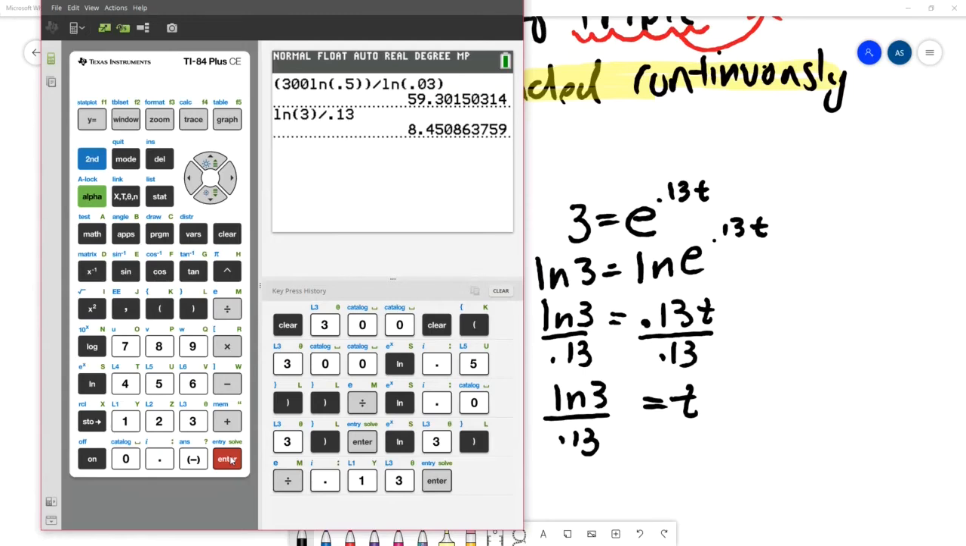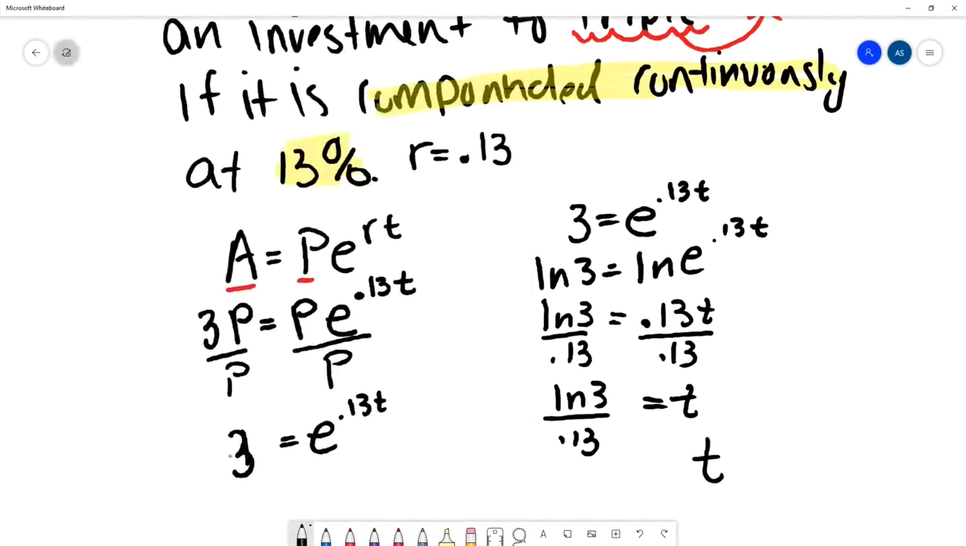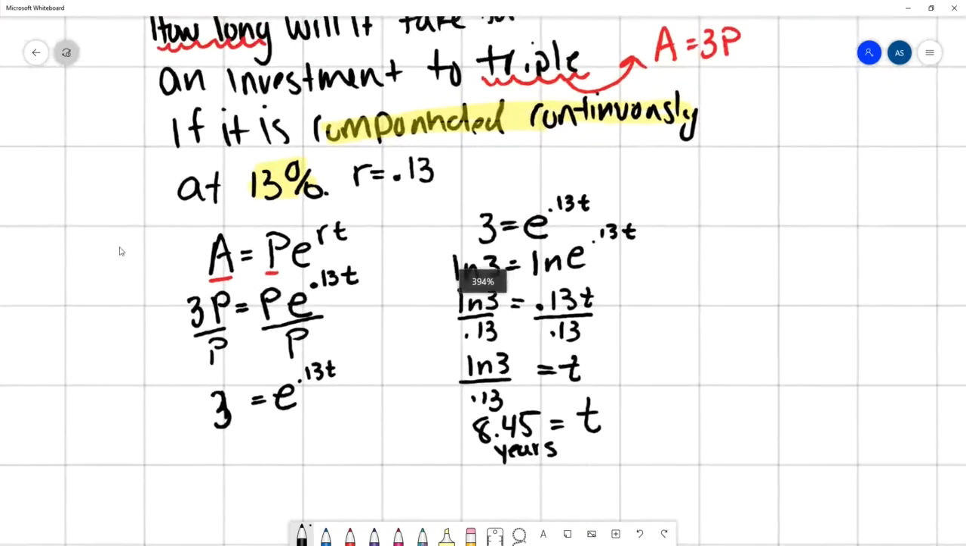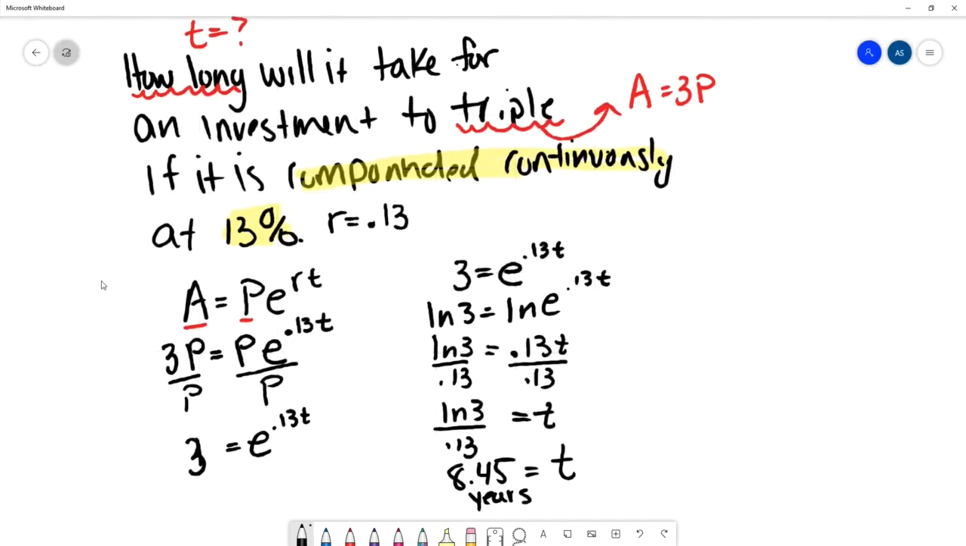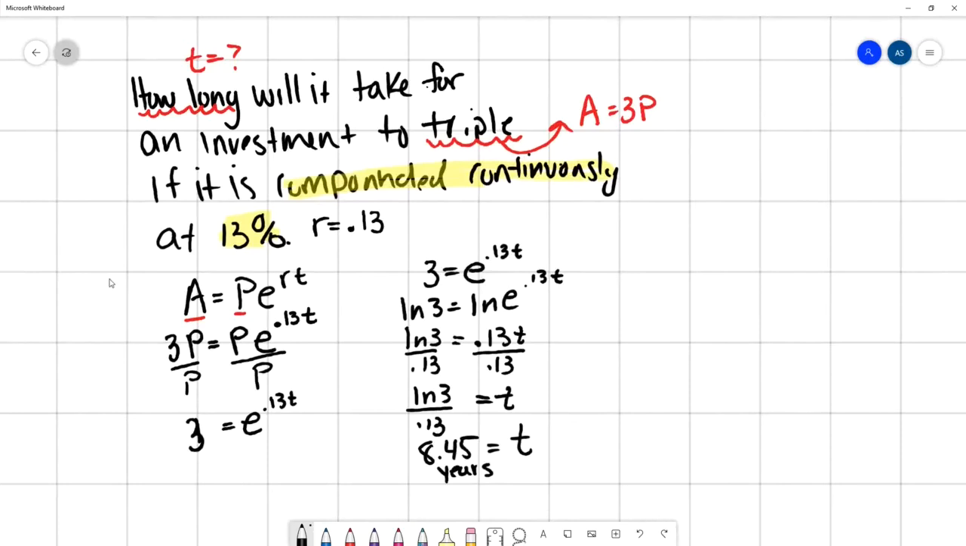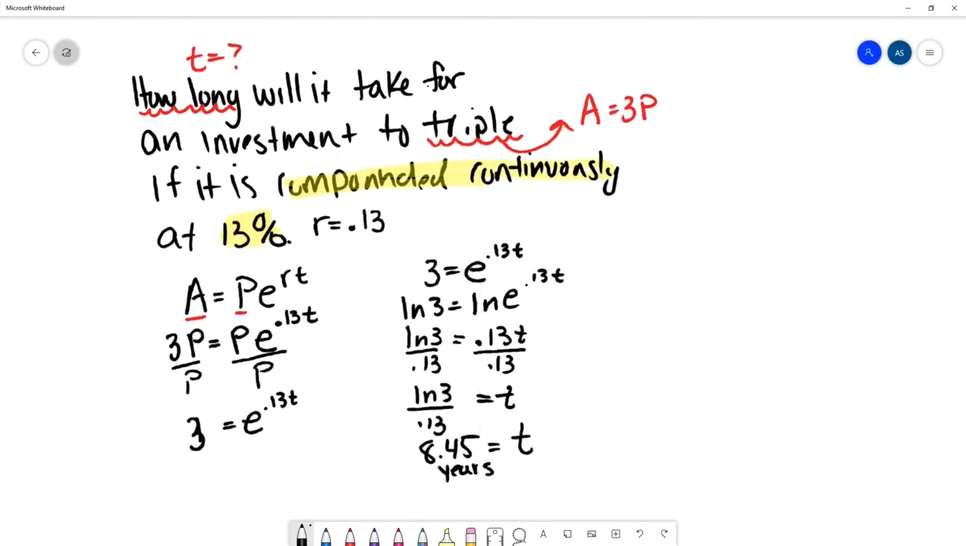So it's going to take 8.45 years for our investment to triple, if we have an interest rate of 13% compounded continuously.